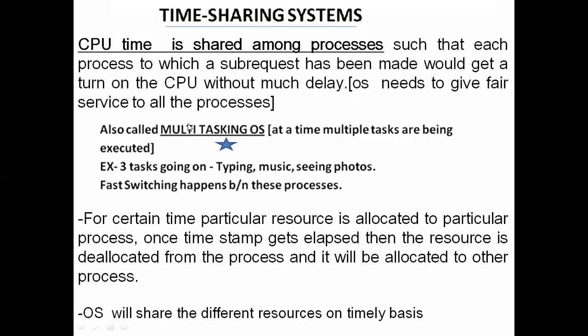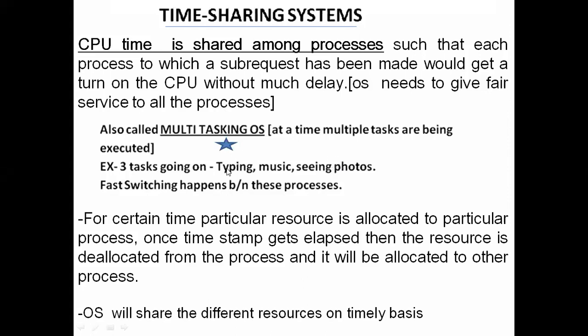Why? Because again the word multi indicates many. Tasks can be processes or programs. So here at a time I can execute multiple tasks on the CPU. For example, suppose I have 3 tasks currently running on the processor. One process can be typing work, say in a Word document, the second process can be listening to music, say on the VLC player, and the third process is, for example, seeing some photos.